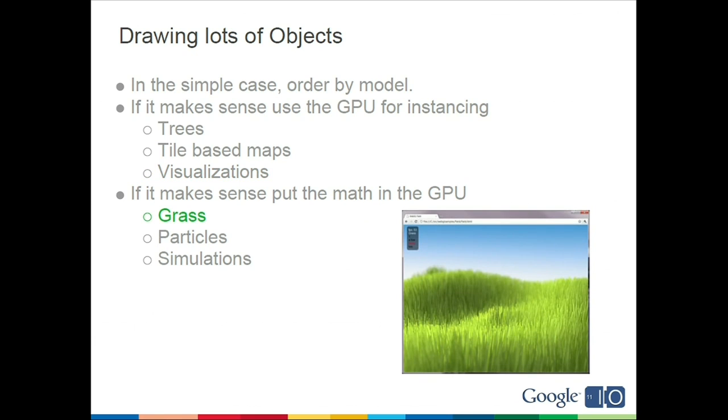And then finally, if it makes sense, put the math in the GPU. So if you've ever seen the field demo on WebGL samples, all that grass is computed in the GPU, all its motion, all of that is just math in the GPU. JavaScript is doing nothing but passing in a clock.